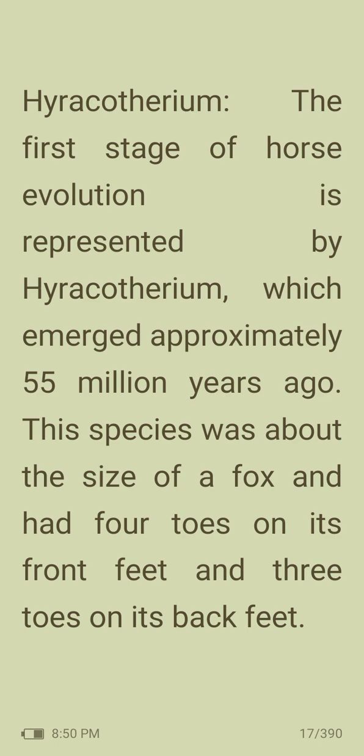The first stage of horse evolution is represented by Hyracotherium, which emerged approximately 55 million years ago. The species was about the size of a fox and had 4 toes on its front feet and 3 toes on its back feet.